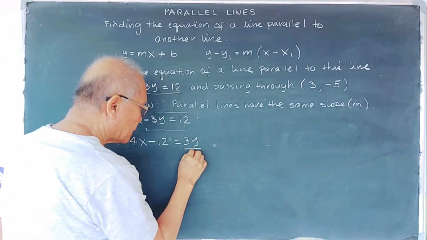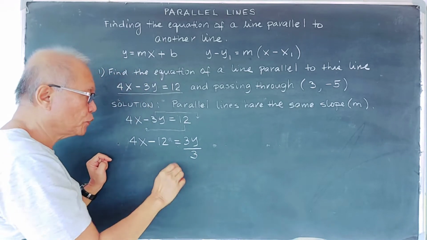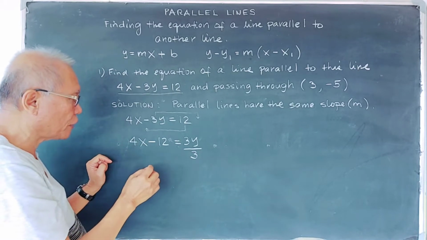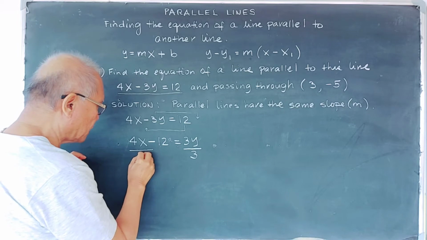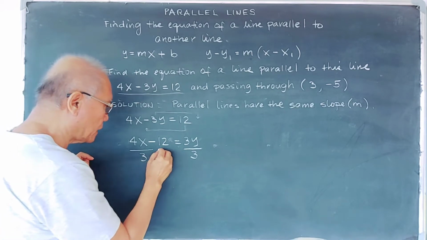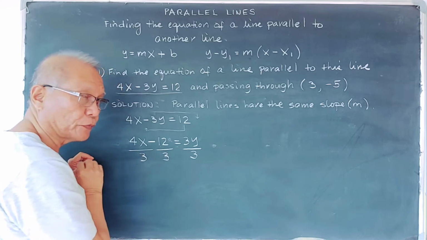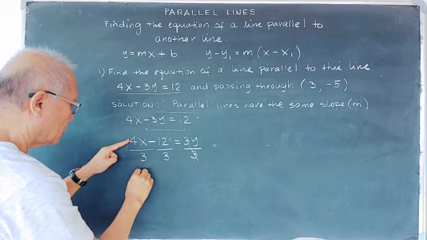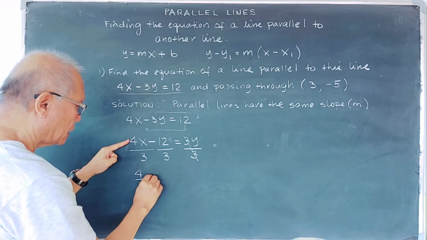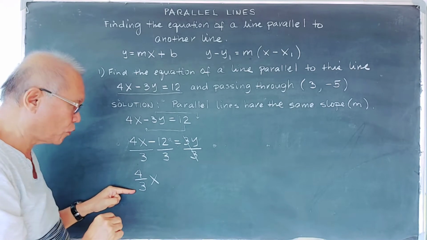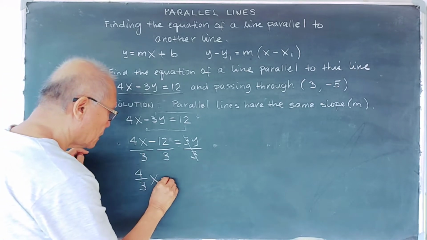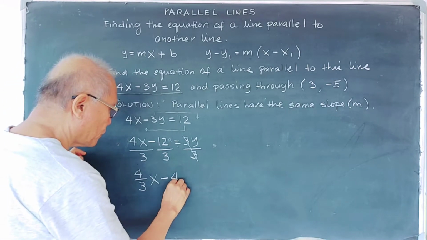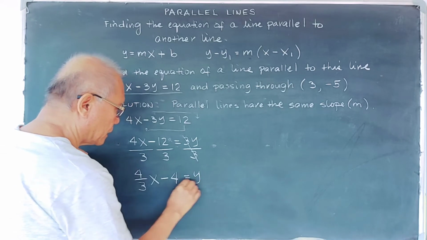So we divide by 3, but whatever we do on the right members of the equation, we must also do on the left members. Therefore, we divide this by 3 also, and 12 by 3 also. We cancel this, so we have 4 over 3 x. This is now our slope, mx, minus, because this one is exact, we can divide: 12 divided by 3 is 4, equal now to y.